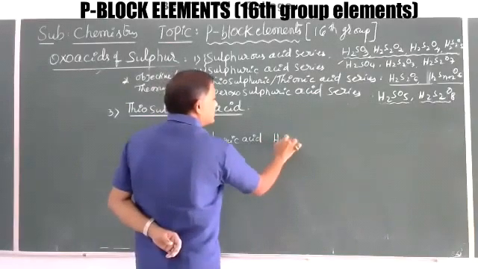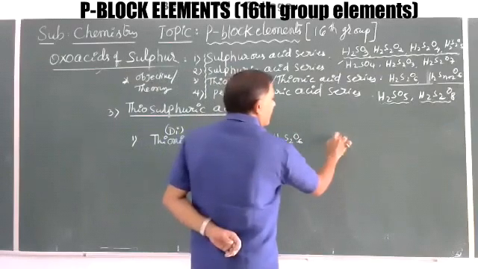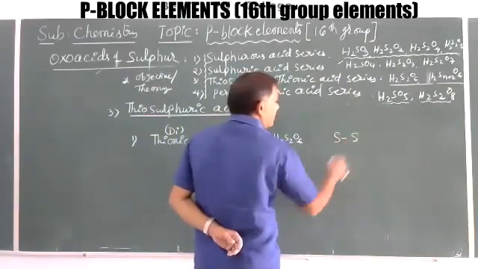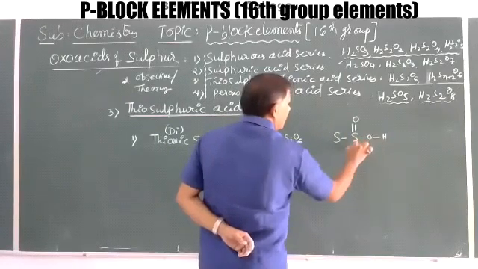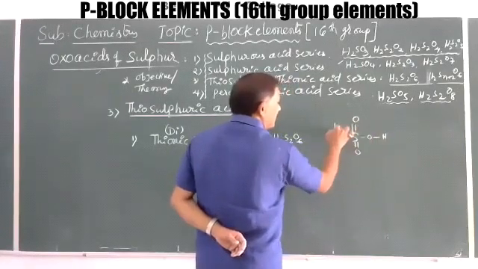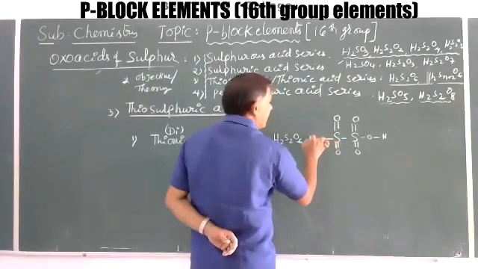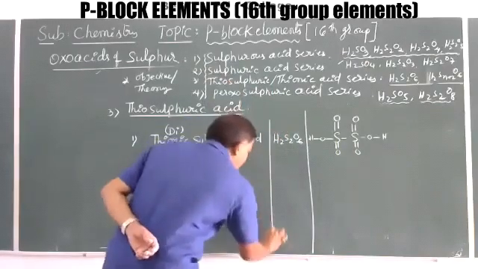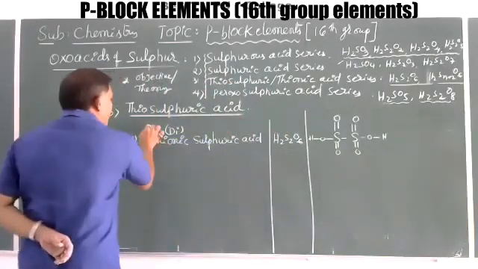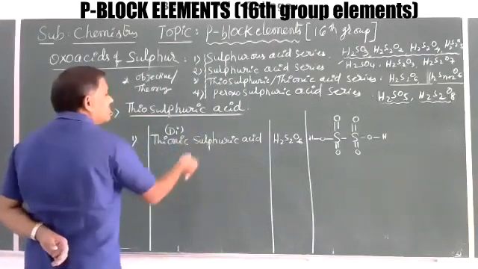The formula is H2S2O6. Your S-S linkage, the double bond O, bond OH, and here the double bond O, and here the double bond O like this. This is the structure of dithionic acid, or thionic sulfuric acid series, or thionic acid.